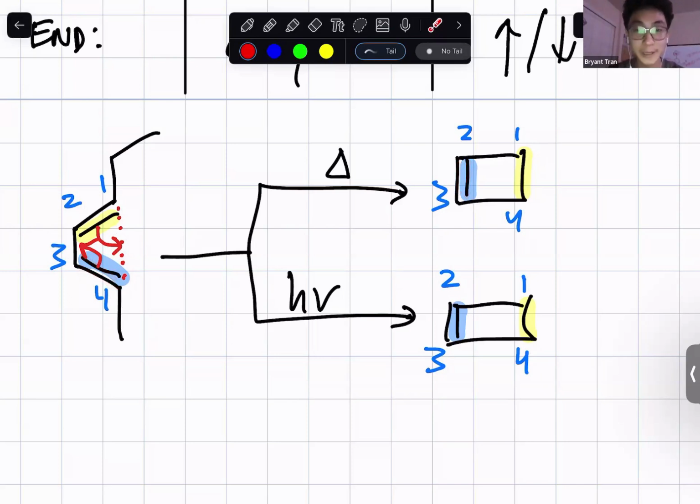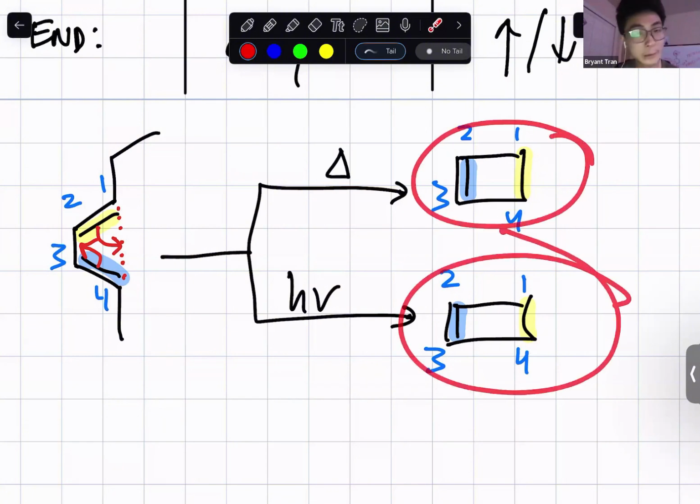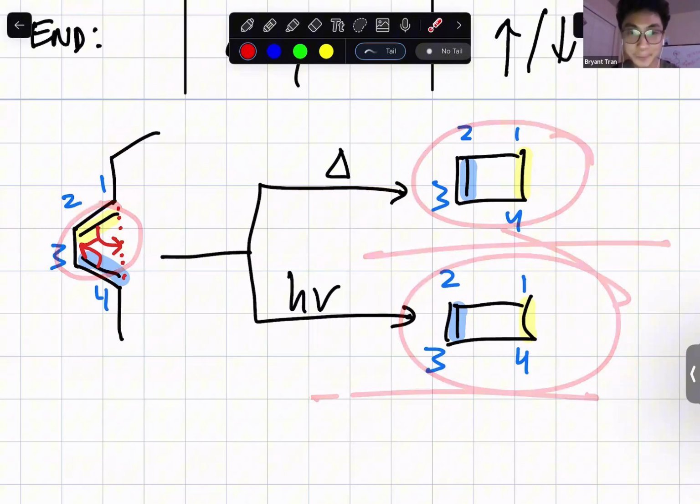And that's called ring closing because we closed the ring, creating a ring here. Before, there was no ring in this part of the molecule, but we created that ring, which is called a ring closing reaction.